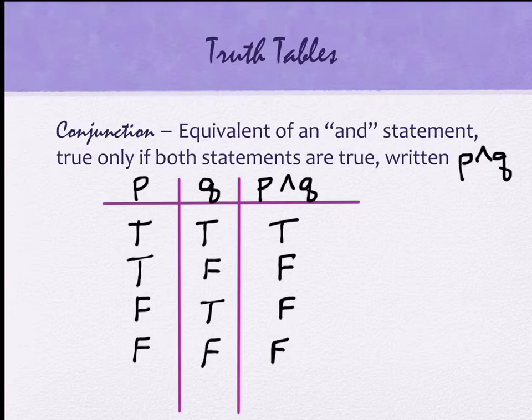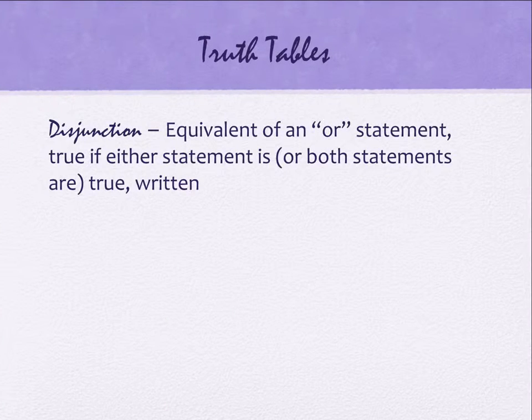All right, we have to do the disjunction then. A disjunction is an or statement, or the equivalent of an or statement. It is true if either statement or both statements is true. It is written like a V: P, a V, and then Q. And this is an or statement.